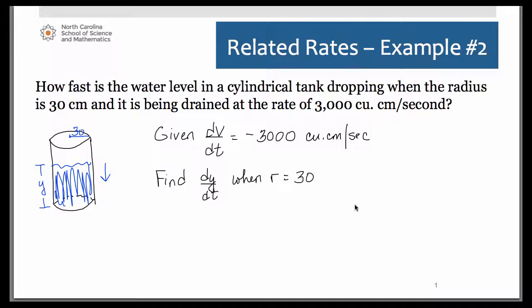Now it would be helpful to remember how to get volume of a cylinder. Remember, volume of a cylinder is pi r squared h. But remember, you've already noted that the radius is going to be constant here. So we could go ahead and substitute that 30 into your r. So when we do that, you have 30 squared, which of course is 900. So the equation we're going to use, and remember we refer to the height as y in this particular case, our equation that we're going to differentiate is simply V equals 900 pi times y.